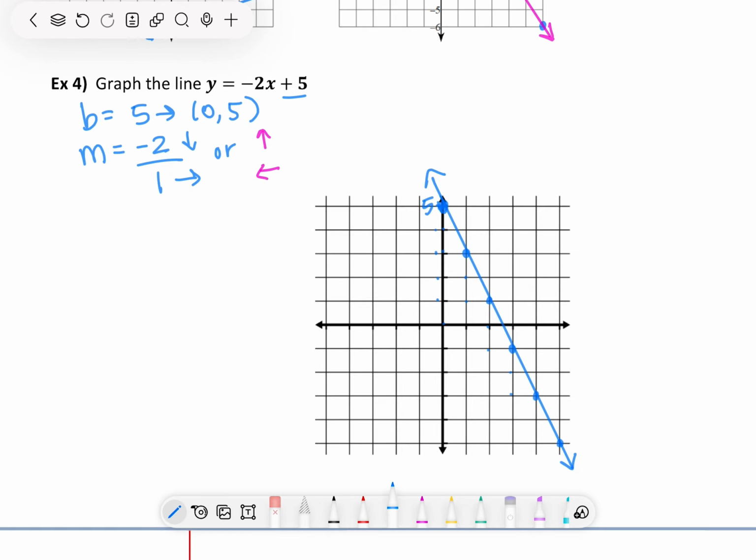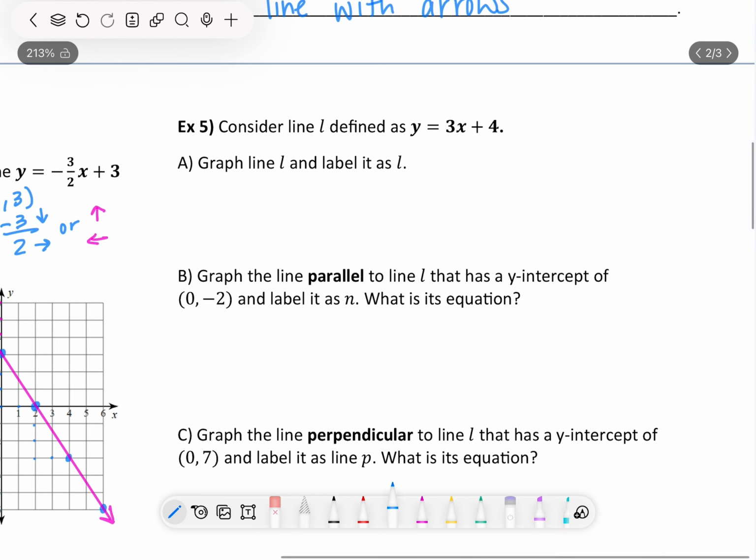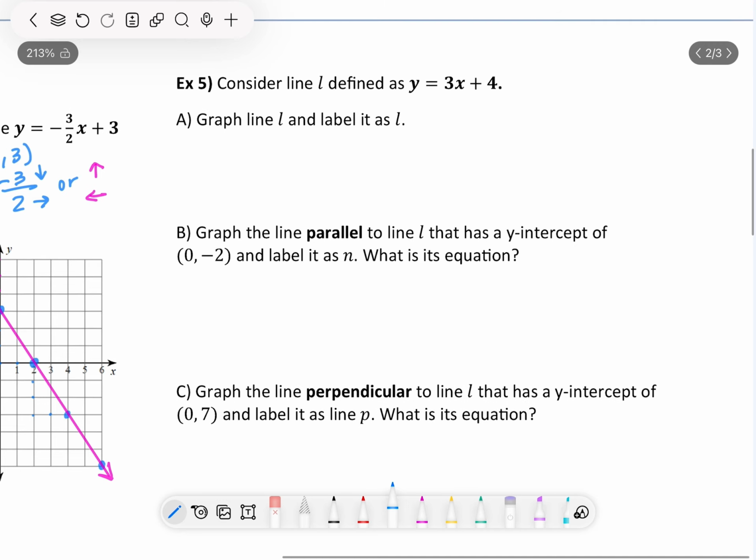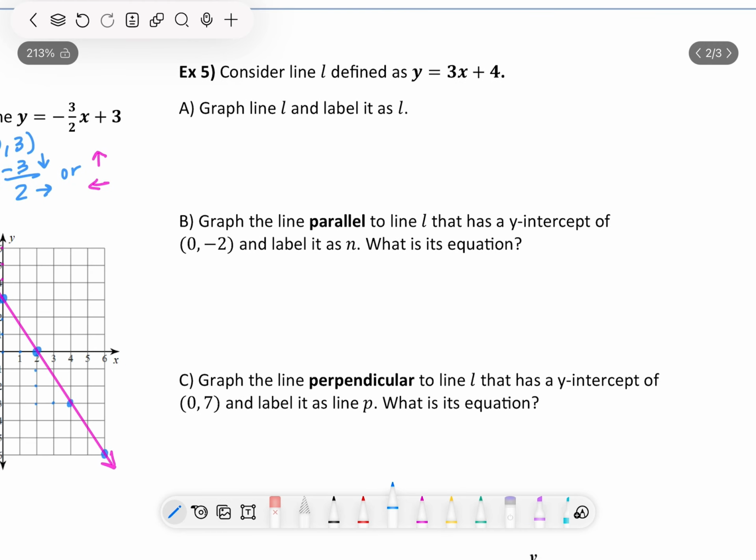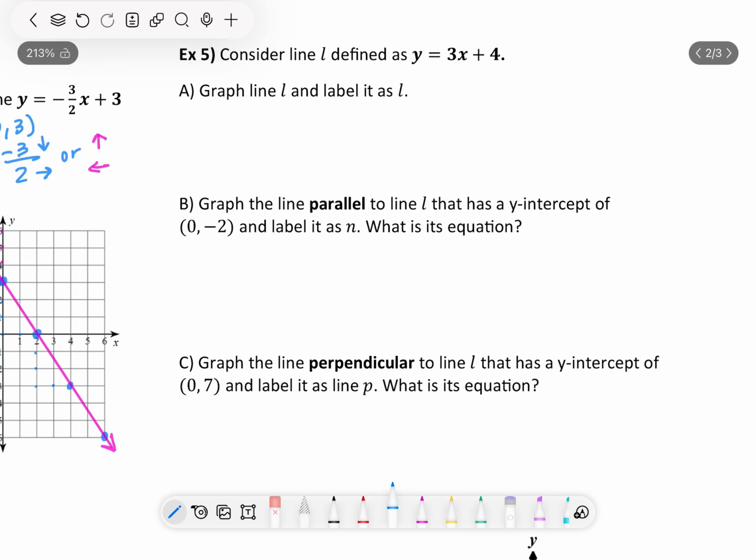All right. So now for the last example here, it's got multiple parts to it. It says, consider line L defined as y equals 3x plus 4. Graph line L and label it as L. So first thing I'm going to do is graph line L, label it as L. So graphing line L means to begin at positive 4, or the coordinate is (0, 4). And then it also means using my slope of 3, or 3 over 1.